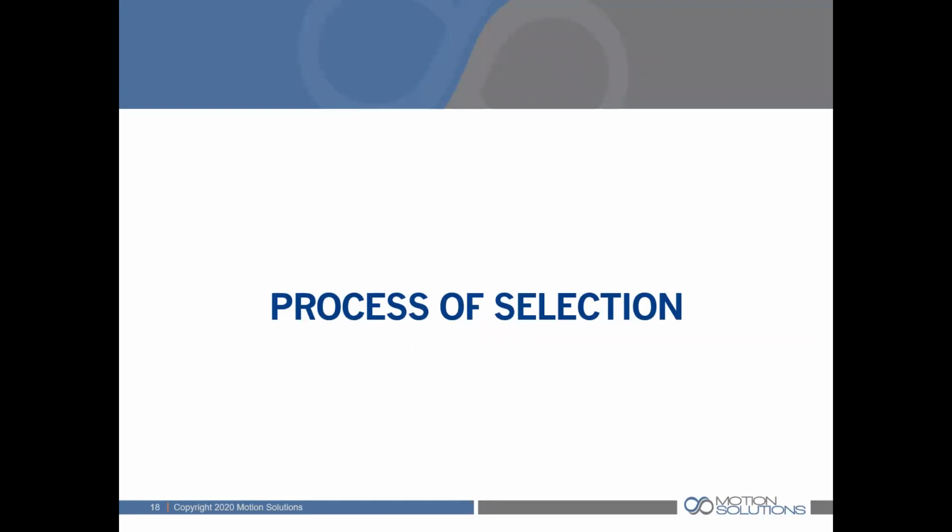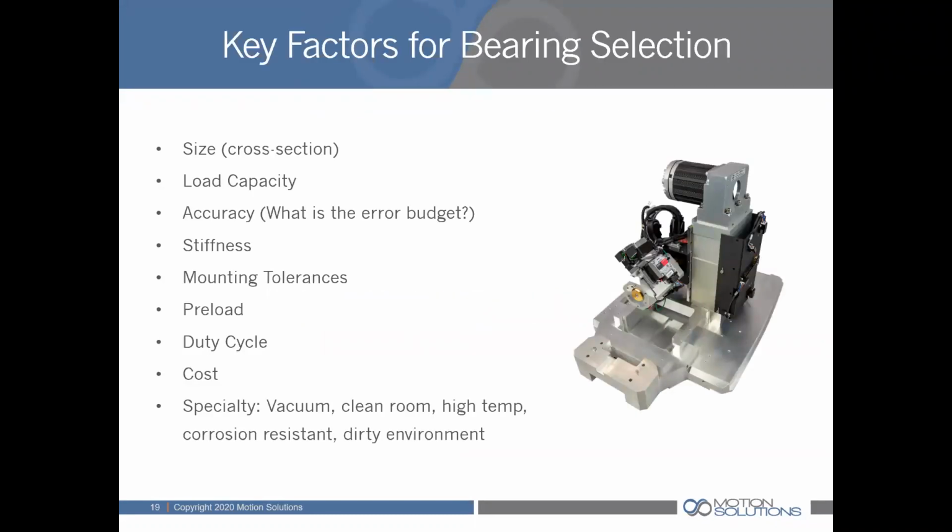Now let's talk about the process of selection. Key factors to look at. Of course, the size. The bearing has to fit in your available space. The load capacity. What load capacity do you need in order to have a resultant life that meets your requirements? That might be 5 or 7 years in many medical applications. Of course, the life is based on the load capacity.